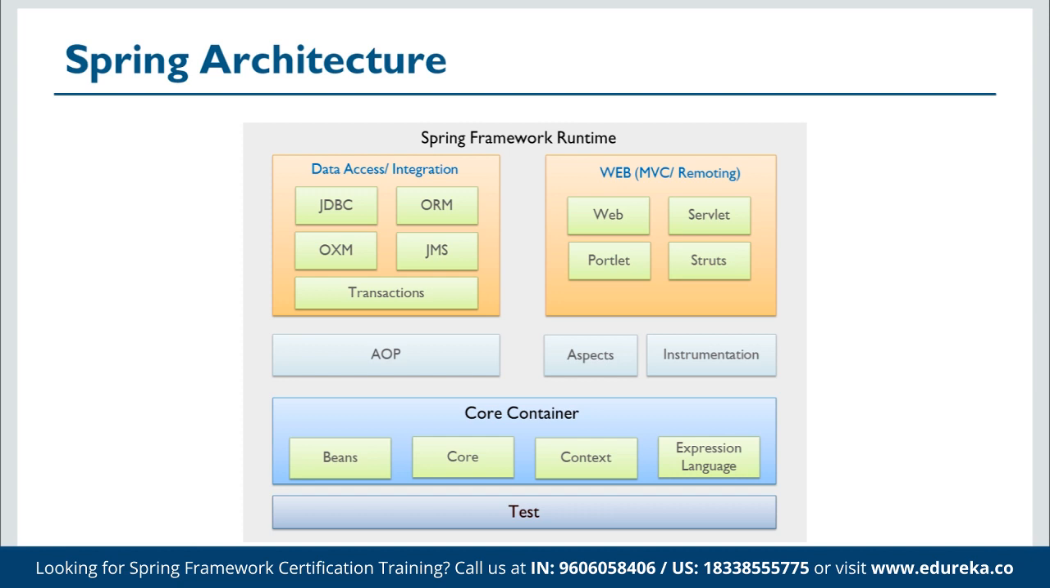The number one being the data access or integration layer, where some of the features like JDBC, ORM, OXM, JMS, transaction are part of. The other is web, where you can do web development using the Spring framework. The next is AOP, which is aspect oriented programming, aspects and instrumentation. And the fourth would be the core container itself. So Spring has its own runtime, and that runtime is what we call a container. And last but not the least is the test support for Spring, right? So these are the 5 different components which build the Spring framework as a whole. Let's go into them one by one.